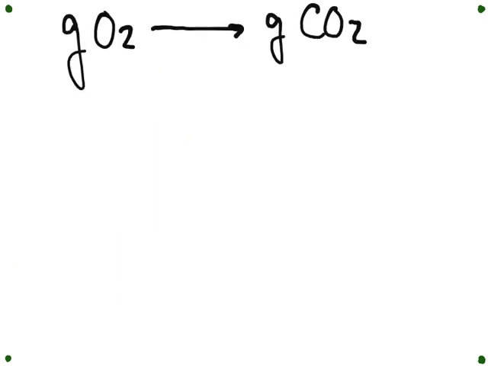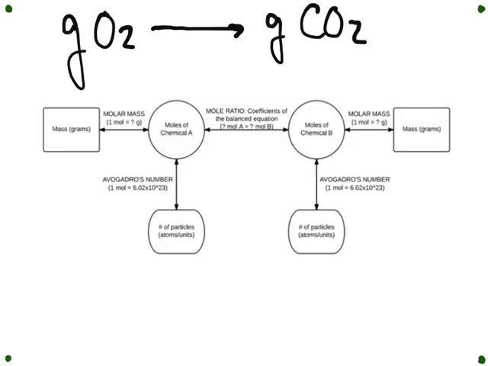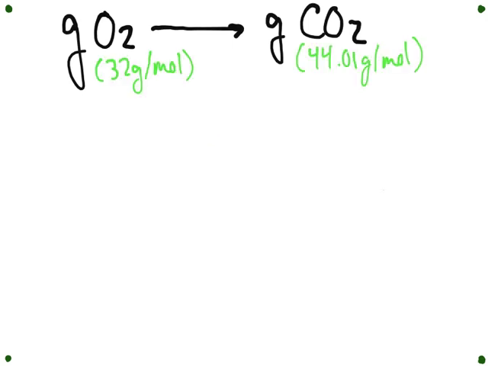The way we do this is by converting from grams of oxygen, which we already have, to grams of carbon dioxide. If you reference your stoichiometry sheet, you can follow along. We will be converting from grams O2 to moles O2 using molar mass, from moles O2 to moles CO2 using mole ratios, and from moles CO2 to grams CO2, again with molar mass. Before we do all this, let's identify that the molar mass of O2 is 32 grams per mole, and the molar mass of CO2 is 44.01 grams per mole.